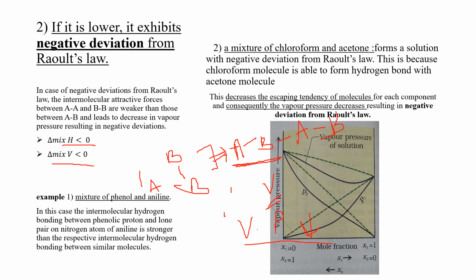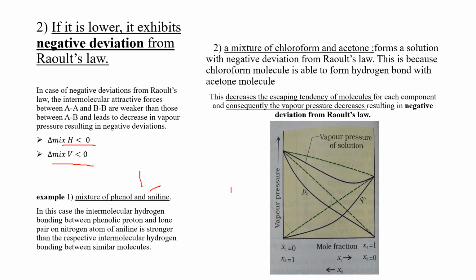This can also be explained with the help of this graph, vapor pressure versus mole fraction. Again, these green dotted lines are for the ideal solution, and as the behavior of intermolecular forces changes, the graph will deviate towards the negative side. Here it is. So this will show the negative deviation from Raoult's law.